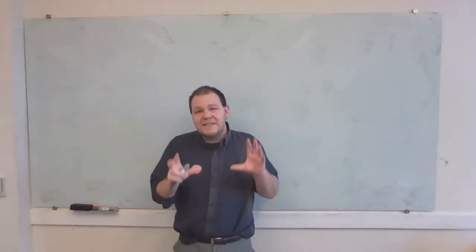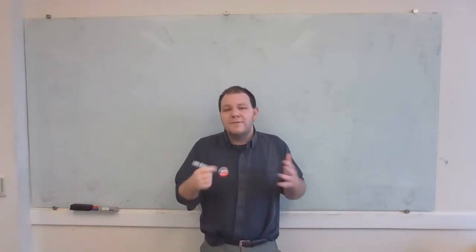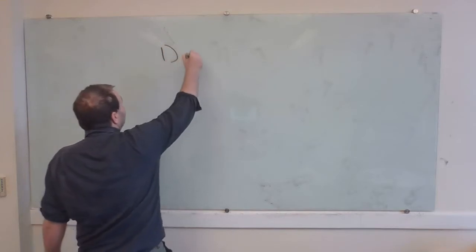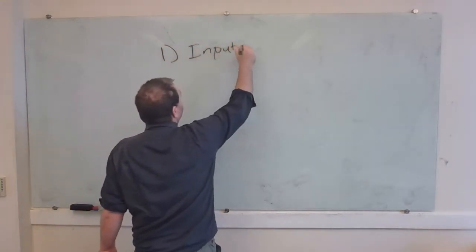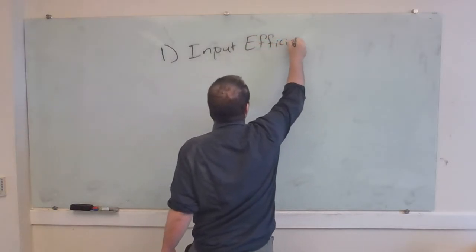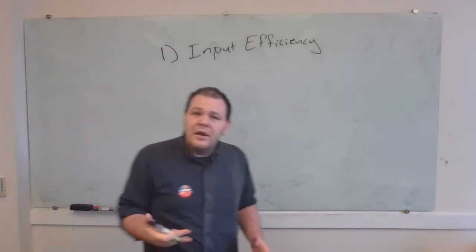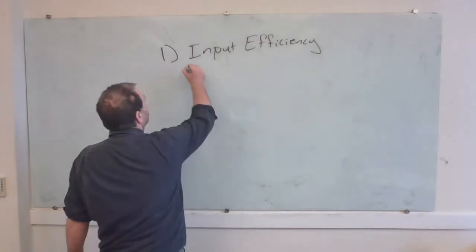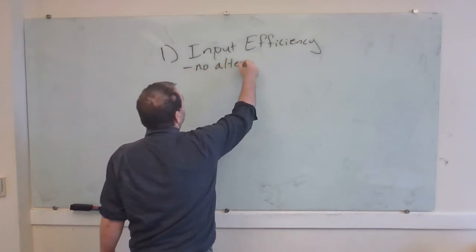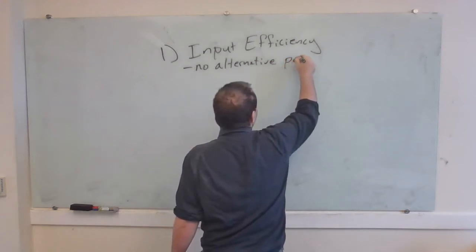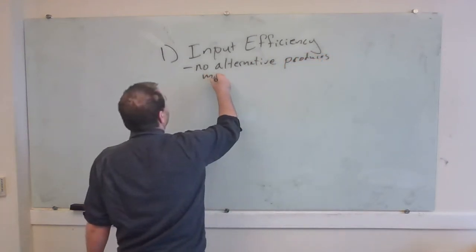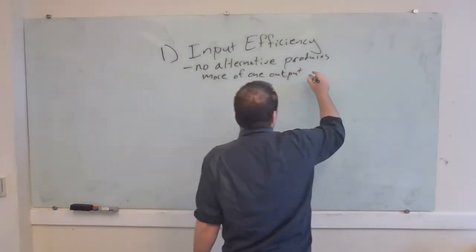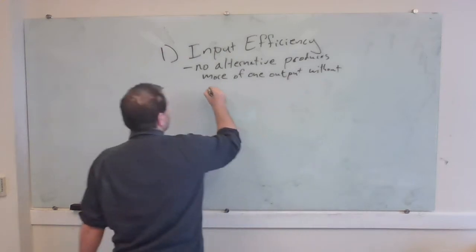And in order to think about efficiency in that context, efficiency in production, rather than just efficiency in consumption, we're going to want to think about two particular types of efficiency. So the first, I'm going to call input efficiency. And this is essentially going to mean that we've organized production in a way that there's no other way to get more of all of our outputs. No alternative produces more of one output without giving up some other output, without getting less of some other output.